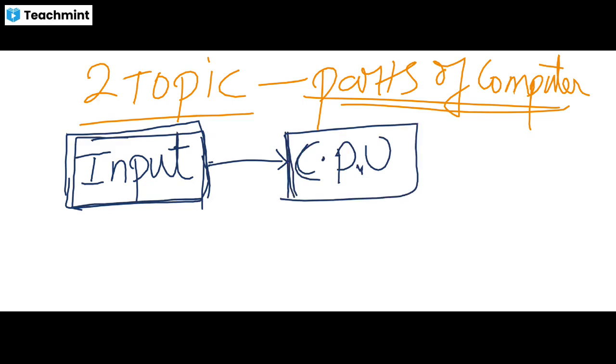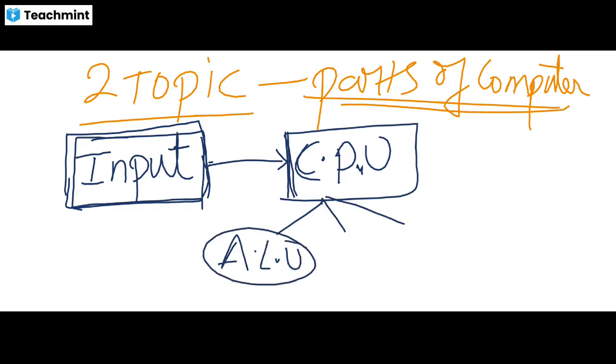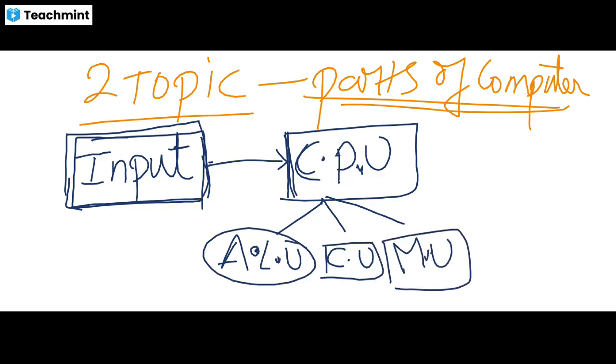The central processing unit consists of different parts. It consists of the arithmetic logical unit, which does the arithmetical and logical calculations. Next, it has the control unit. What are the different parts of the CPU? Arithmetic logical unit, control unit, and next one, memory unit. This memory unit will be storing the information temporarily or permanently.